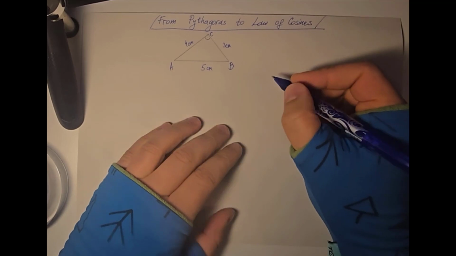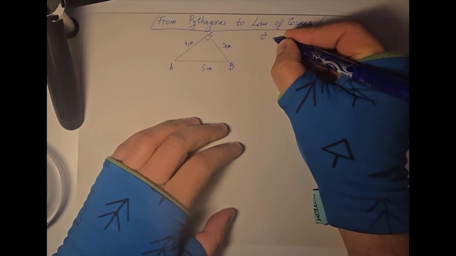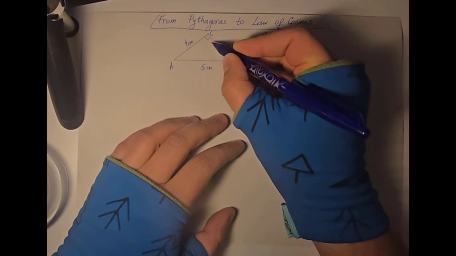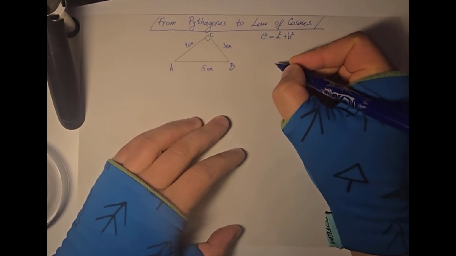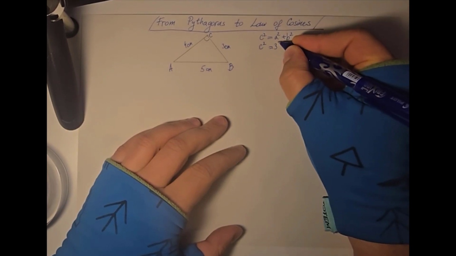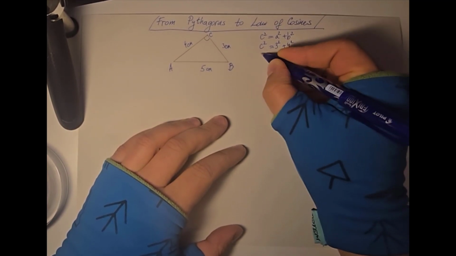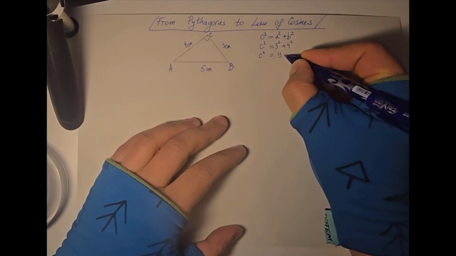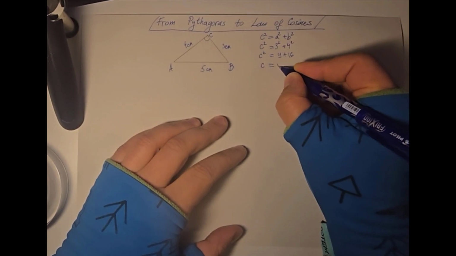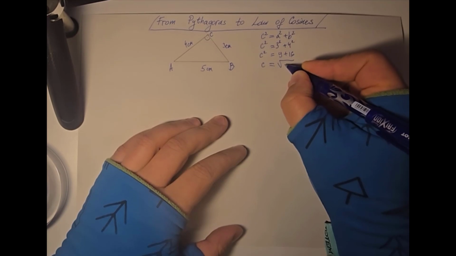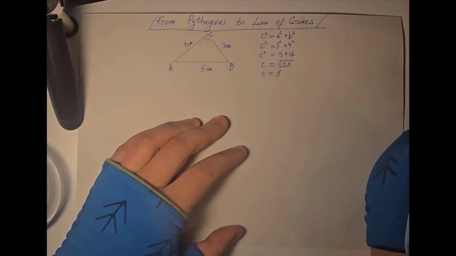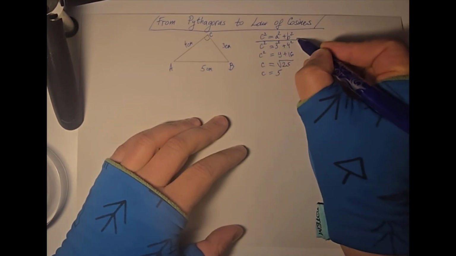So pretty much it says that c squared is equal to a squared plus b squared on the 90 degrees triangle. And in this case we will have c squared equals 3 squared plus 4 squared. C squared is 9 plus 16, so C would be the root of 9 plus 16. This is 25, so C would be 5. So this is the so-called Pythagorean theorem.